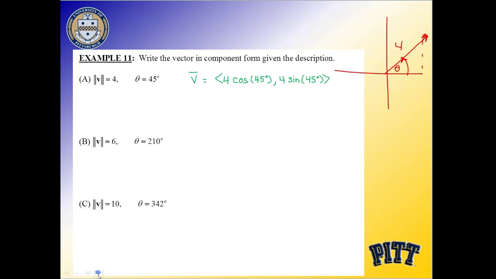So here it's going to be 4 times the cosine of 45 degrees, comma, 4 times the sine of 45 degrees. Of course, we should know what the cosine and sine of 45 degrees are. It's the square root of 2 over 2, and 4 times that is going to make 2 times square root 2 for both of them.